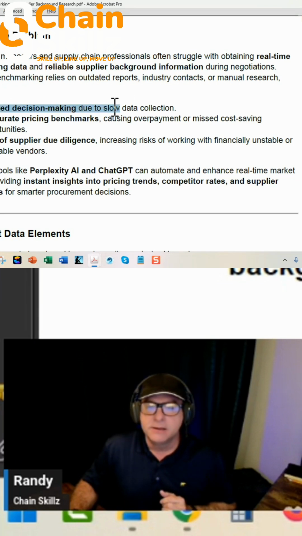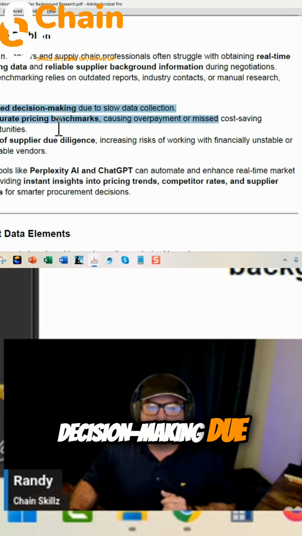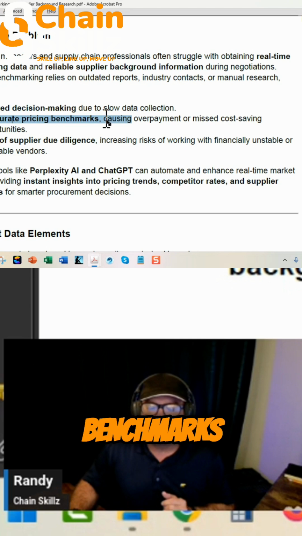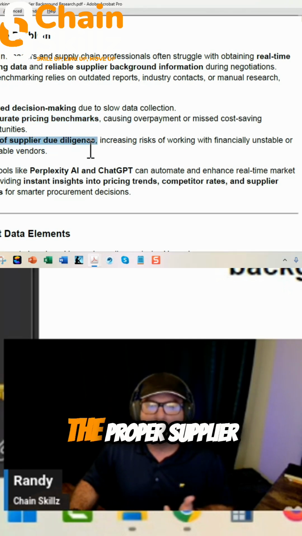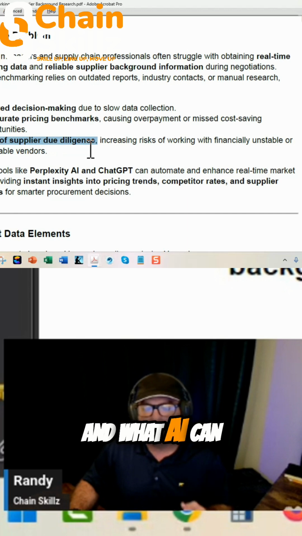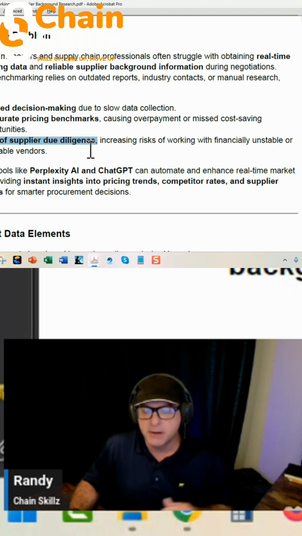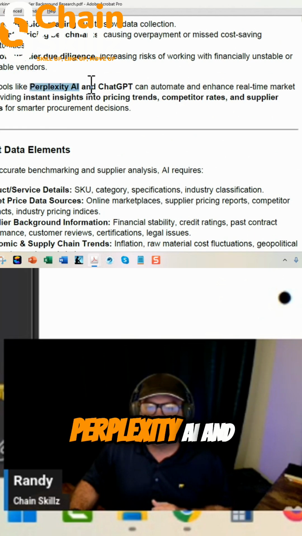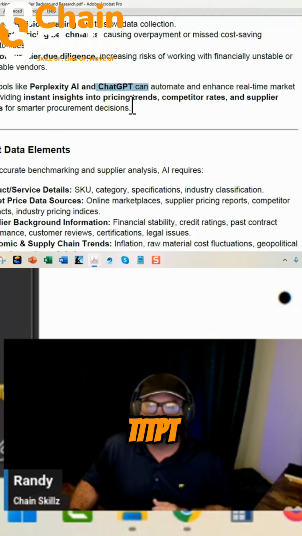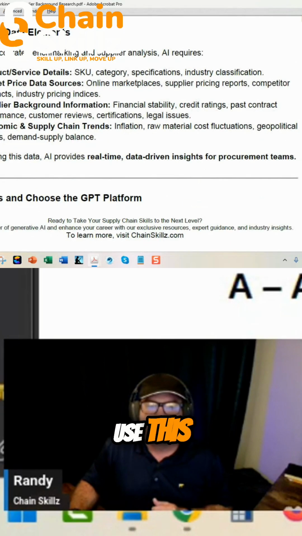Okay. Delayed decision making due to slow data, inaccurate price benchmarks. You're using old data, the market shifted, and you don't have the time to do the proper supplier due diligence. And what AI can do is do that stuff on the fly, and it can do it right now. We're going to use two tools, Perplexity AI and ChatGPT. We'll show how to use this.